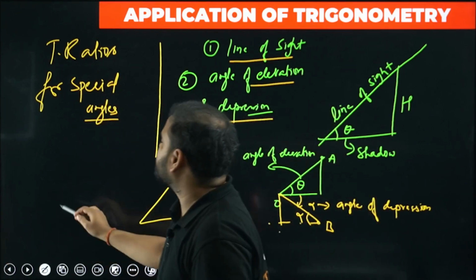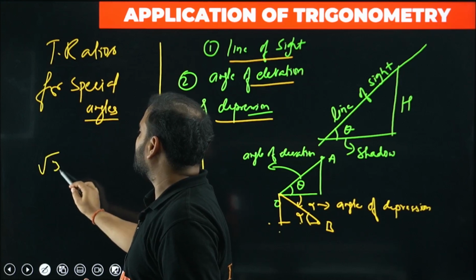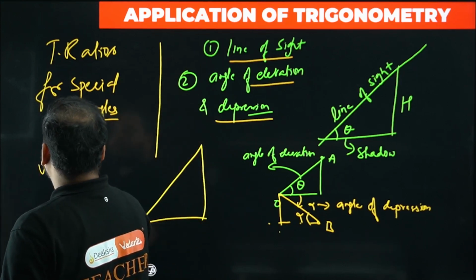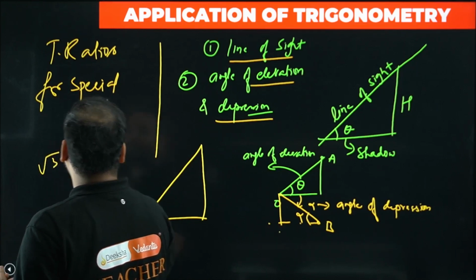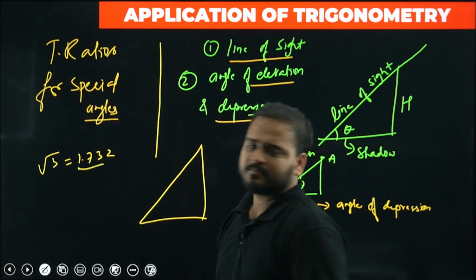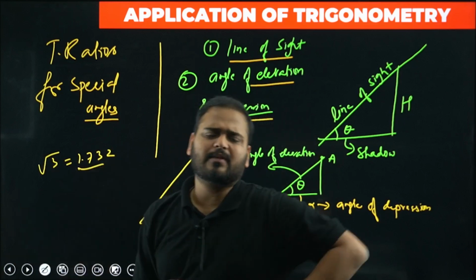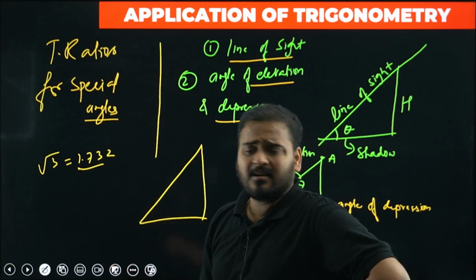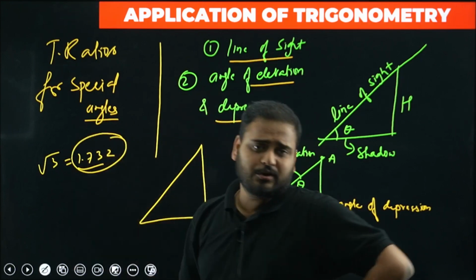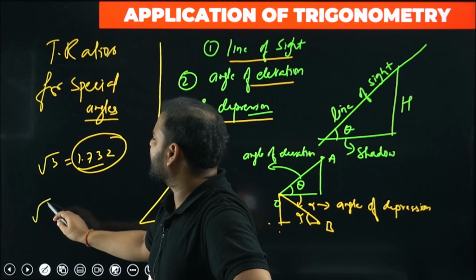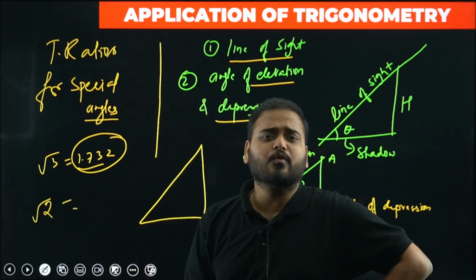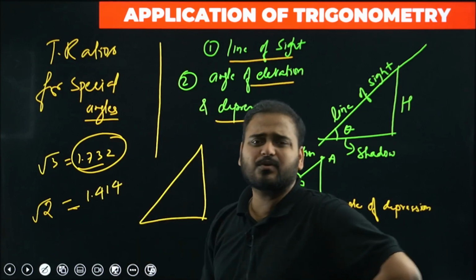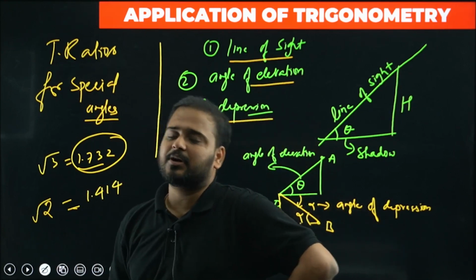You have to know the values of root 3 and root 2. Root 3 value is 1.732. You can also take at times 1.73 as well. If they've given 1.732, take that, otherwise you can take 1.7 also, 1.73 also. Your answer will almost come right. But if you can, try to take the full value, 1.73, for root 3. And similarly for root 2 we have 1.414. These two are important to solve the questions in this particular chapter.